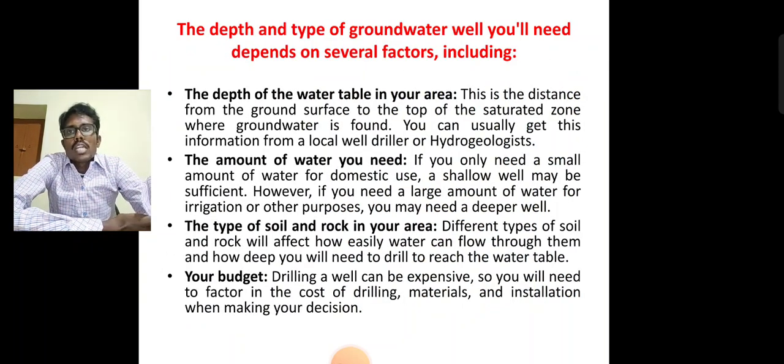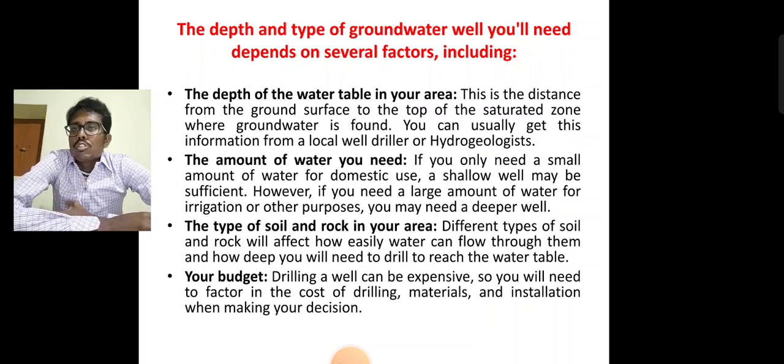The depth and type of groundwater well you need depend on several factors. First, we need to know about the water table in the area, which is the distance between the ground surface and the top of the saturated zone where the groundwater is found. You can usually get this information from a local driller or hydrologist. Next, the amount of water you need. If you only need water for domestic use, you can use a shallow well. If you need it for irrigation or industrial purposes, you can use a deeper, more efficient well.